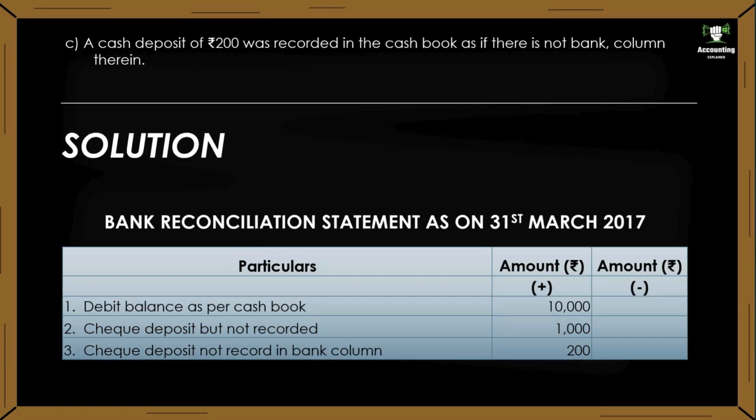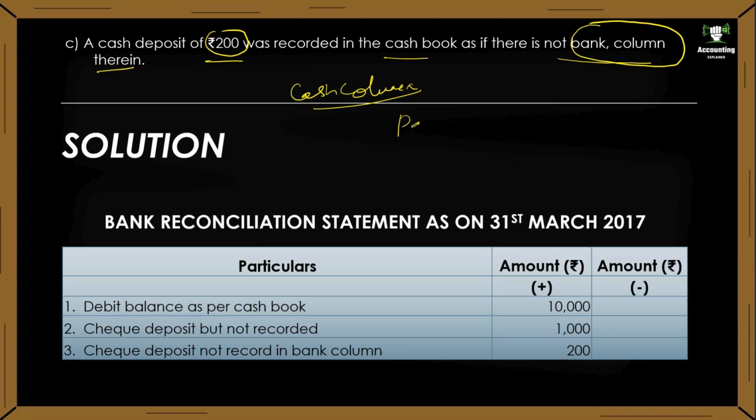Next transaction from our question is a cash deposit of rupees 200 was recorded in the cash book as if there was no bank column therein. So the meaning of this is this 200 deposit, instead of increasing the bank column, they have increased the cash column. So it means that no such entry is passed in the bank column of the cash book, similar to the last transaction. Okay, so this 200 in the passbook, they have passed the entry and they have increased the balance of the passbook by rupees 200.